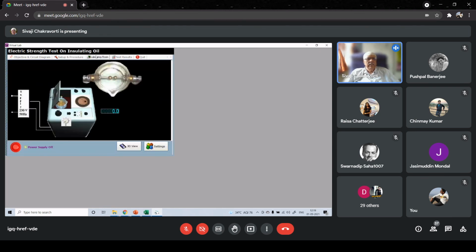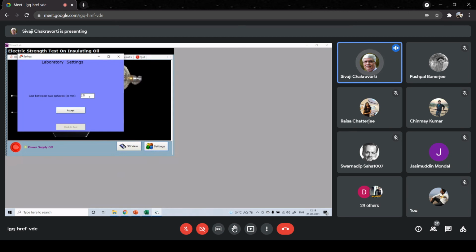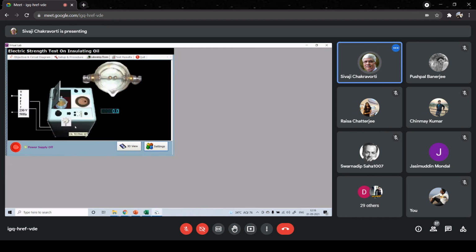But then we go to the laboratory room. This is a good one. So this is a laboratory room where you can see the photograph of the test cell. This is the test cell, and this is the entire test setup. There is something called setting here. The 3D view option was there, but it is not working as yet. So gap setting 2.5. Then I say accept, back to test.